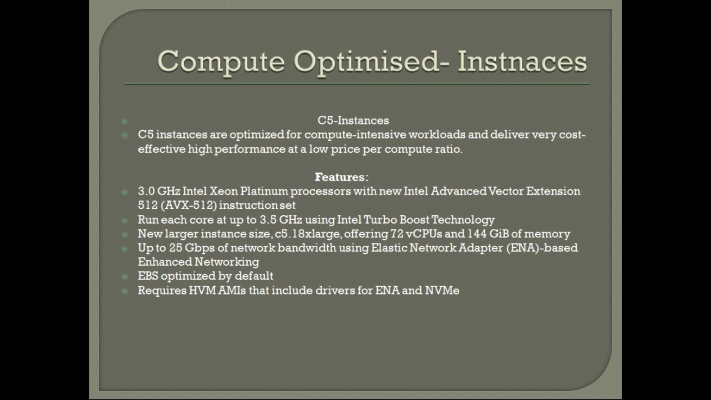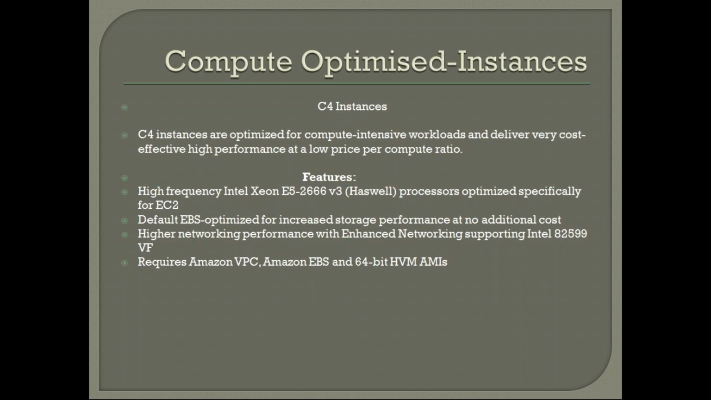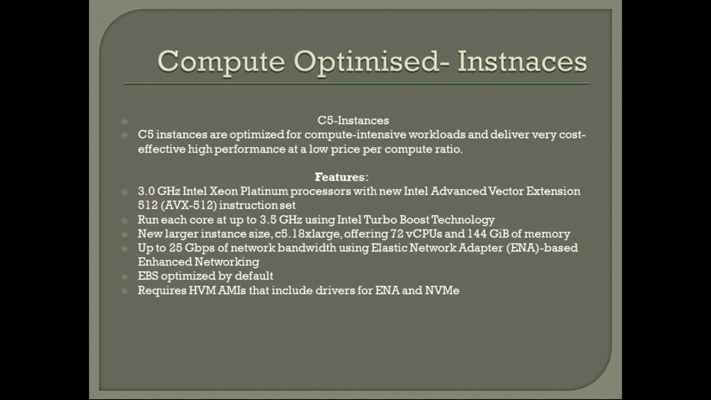So that is each core. How many cores you are provisioning? Each core will have 3.5 GHz Intel Turbo Boost technology. But in the C4 we don't have that. So new larger instance size. This is the maximum size of the C5 instance that is available in the market. So C5.18xlarge. What this instance offers is 72 cores of CPU and 144 GB of memory, and it can have a network bandwidth of up to 25 Gbps using elastic network adapter based enhanced networking.